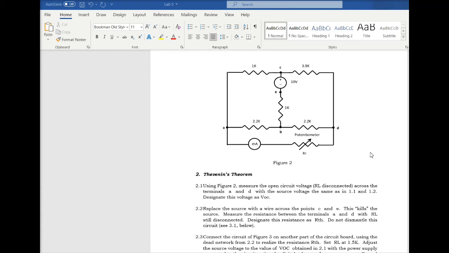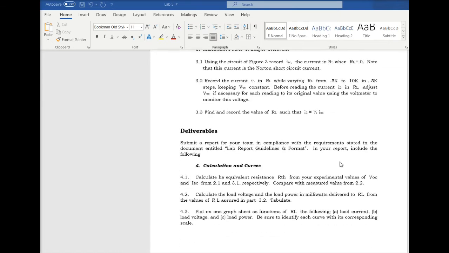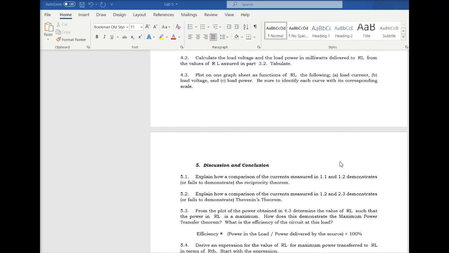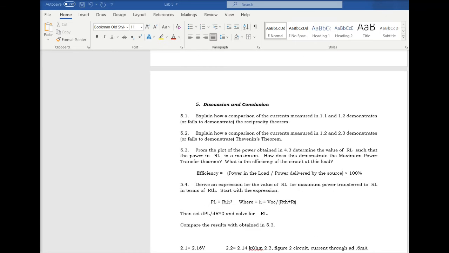So this is what we are going to do in this lab. And when it comes to the calculations and curves and discussions and conclusions, there are a couple of things you guys have to do.